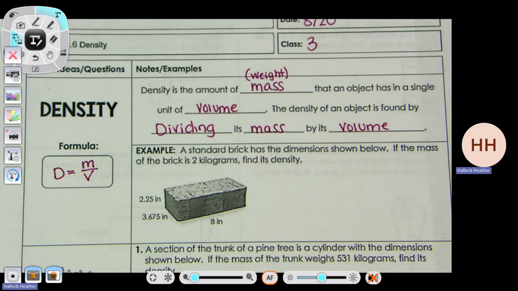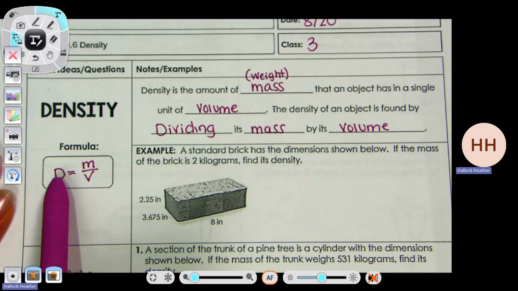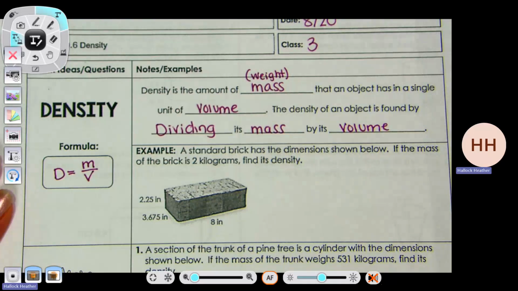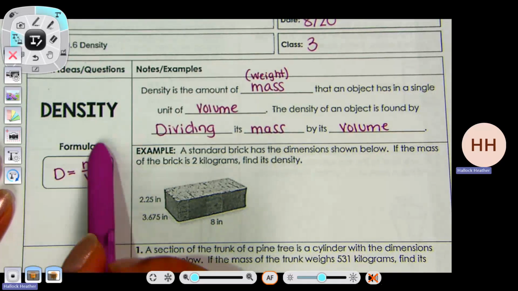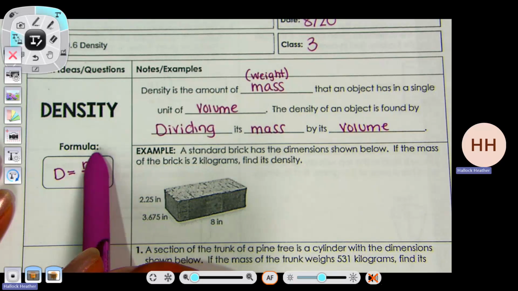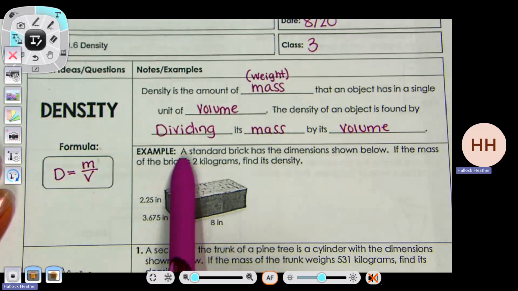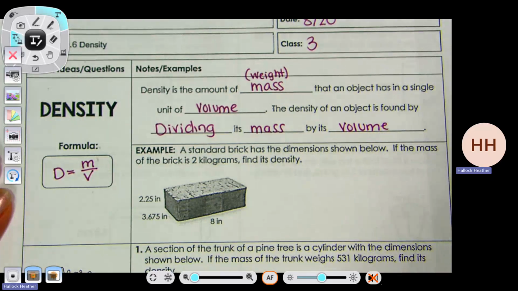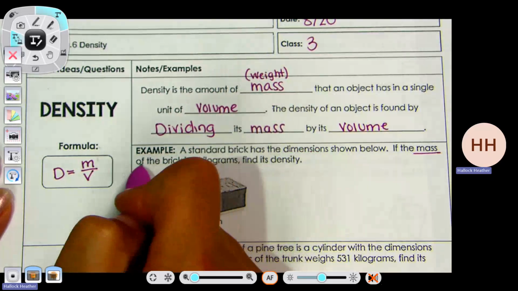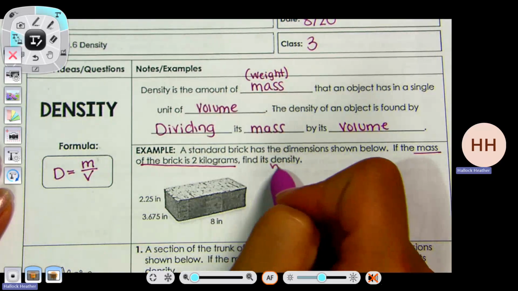The way I tell kids to remember this, and the way I even remember it, is literally like where you get your driver's license and you go to the DMV. So it's DMV. Mass is over volume, mass is at the top. For the example, it says a standard brick has the dimensions shown below. If the mass of the brick, so the weight of the brick, is 2, find the density.